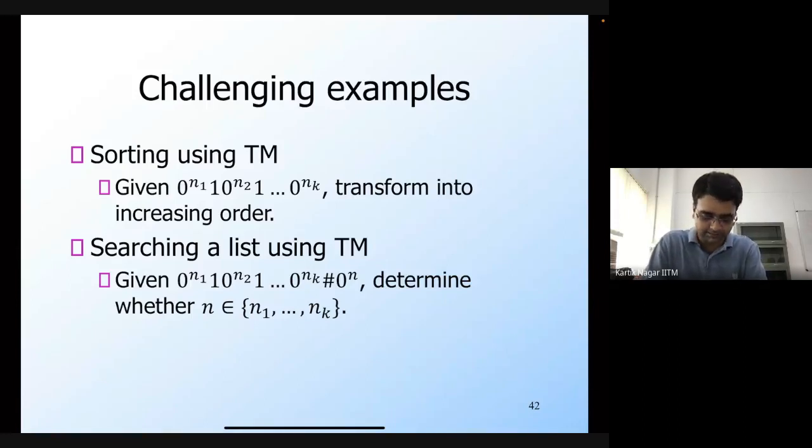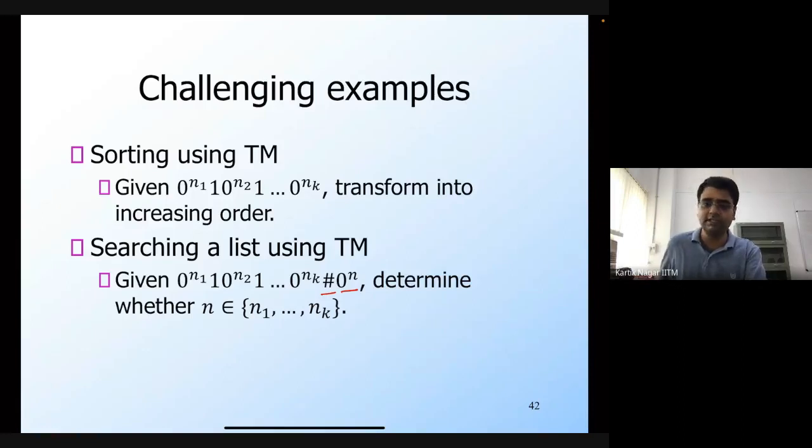So again, you can encode this by using the number of copies of 0 to represent the elements of the list, and then there's this hash symbol, which is a special tape symbol used to differentiate this 0 to the power n, where n is the number that you want to search for. And again, you can come up with some encoding for the output as well.